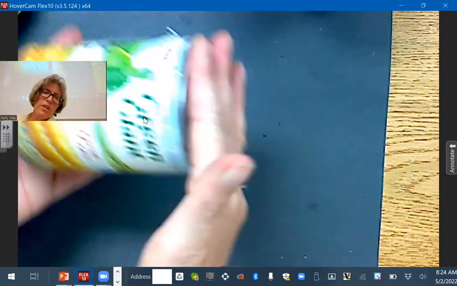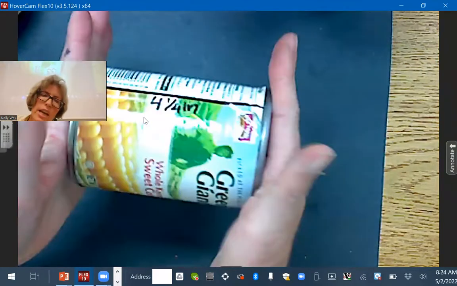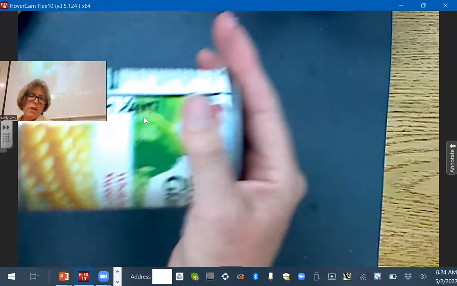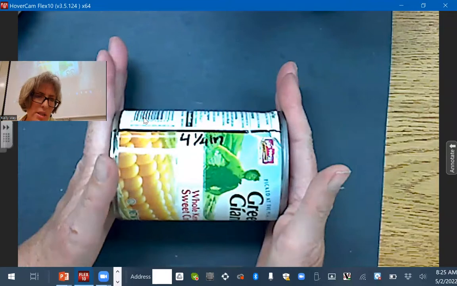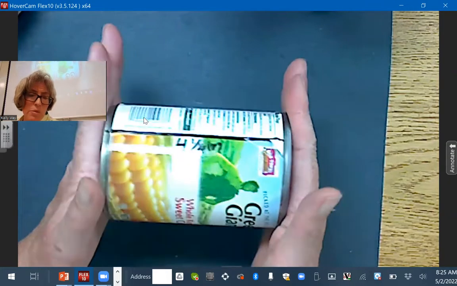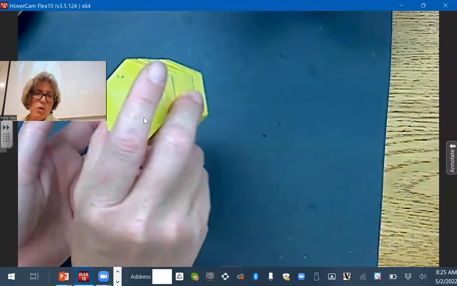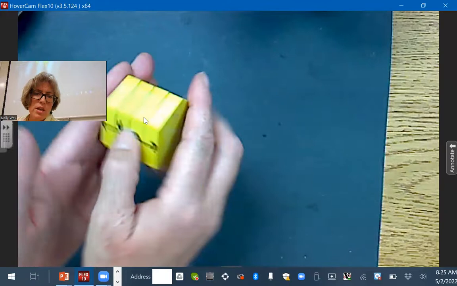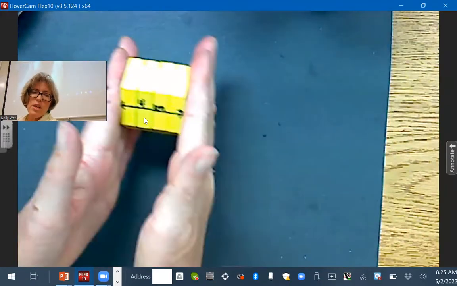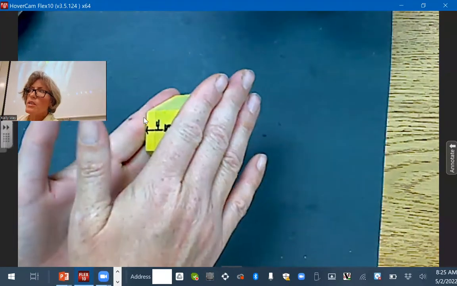So here, height does not mean up and down. If this can was turned sideways, the distance between the bases would be the distance between your fingertips. So the height would be horizontal. In this one, those two hexagons are the bases, and whether I hold it sideways or up, the distance between the bases would be the height.